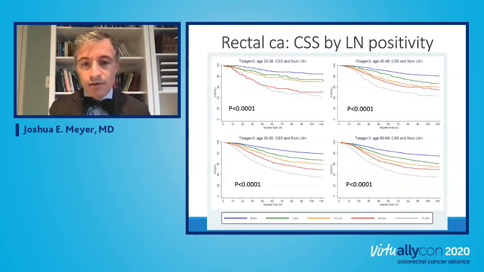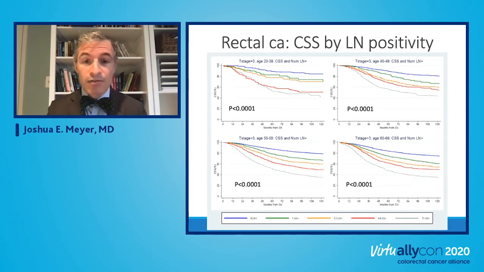This is another figure from our publication where we looked at the cause-specific survival, or the likelihood that the patients were not dying of rectal cancer, based on the number of lymph nodes that were positive. And we did this 4 different times for different ages of patients, with the youngest patients on the upper left, age 20 to 39. And what you can see here is different graphs, and the colors denote different numbers of lymph nodes positive, with blue being 0 lymph nodes positive, and the gray being 7 or more lymph nodes positive.